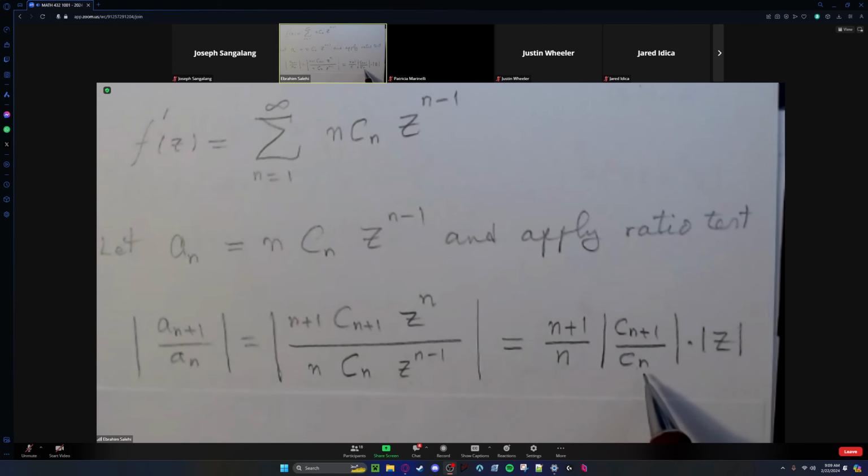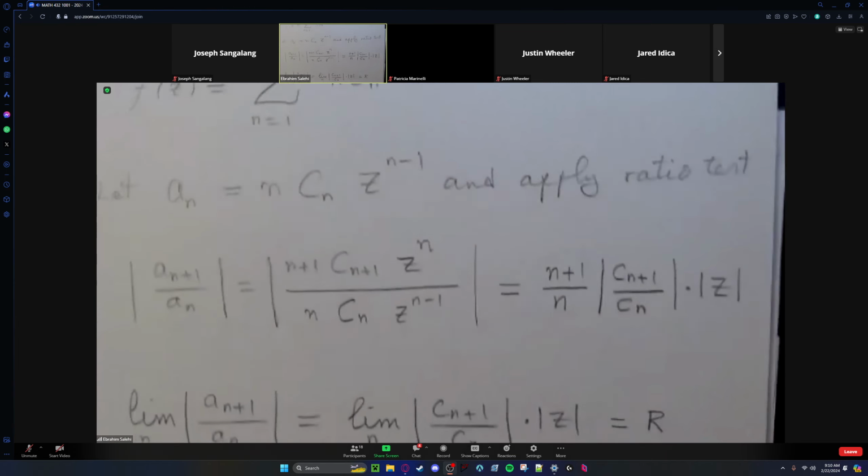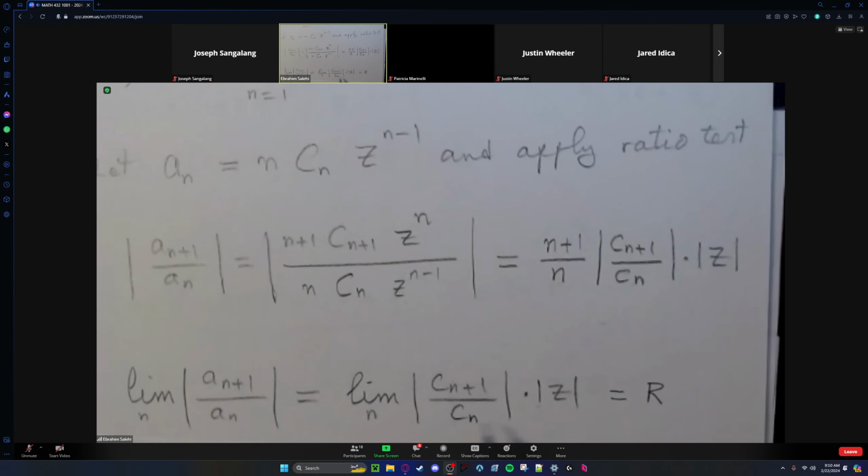Now, as n approaches infinity, the limit of this guy is 1. All right? And the limit of this guy is the same as this one, all right? This will be the radius of convergence.